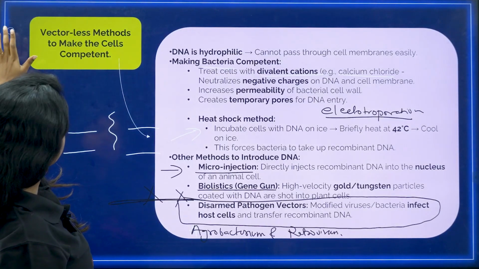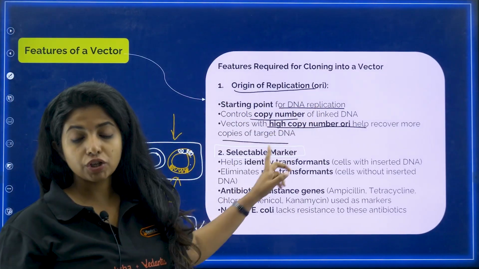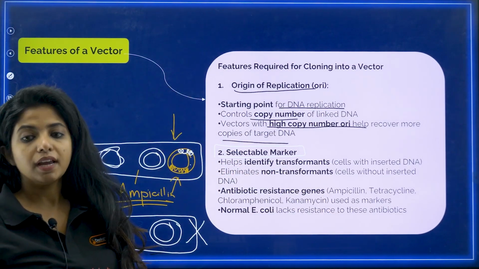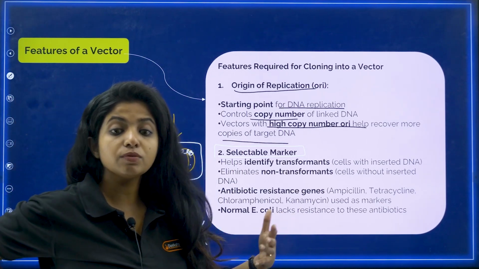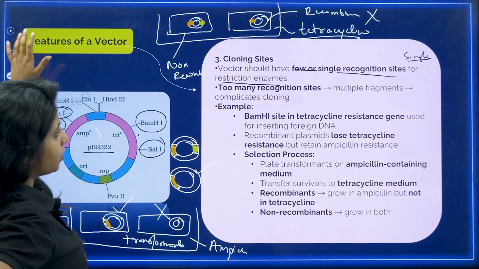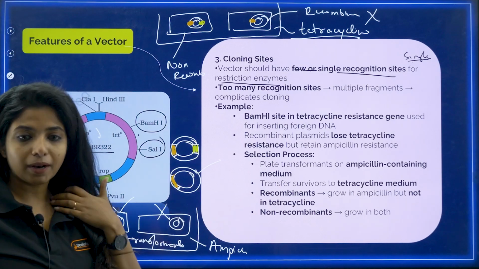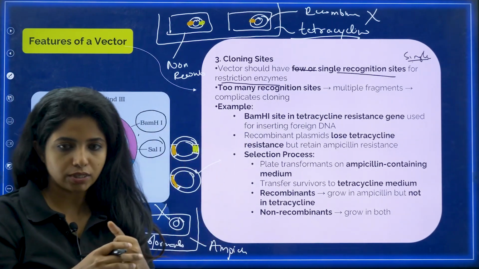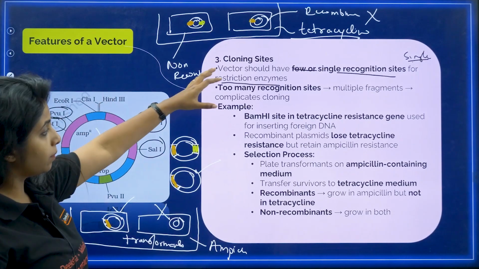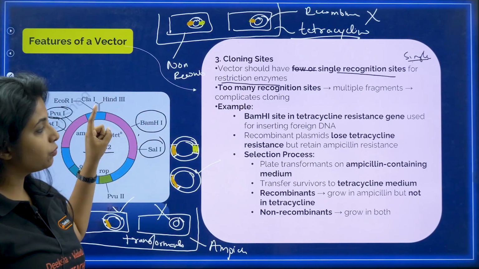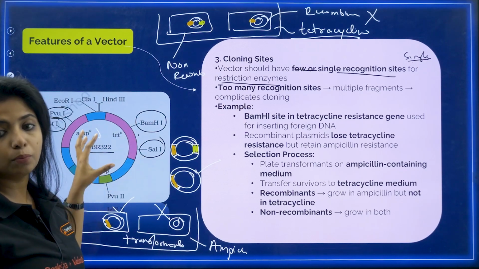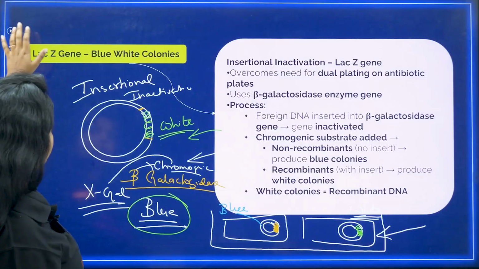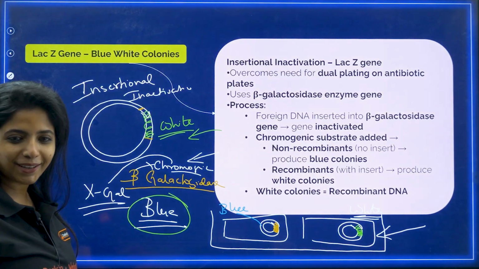We were talking about the features of vectors. It should have an origin of replication. There should be selectable markers. The plasmids should have certain selectable markers, so it becomes easy for us to understand what is recombinant and what is not. Transformants are the ones that take up any new plasmid. Recombinants are the ones that have taken up the recombinant plasmid. Apart from that, for cloning or recognition sites, for one enzyme there should be only one site, otherwise it will lead to multiple fragment formation. This is how the selectable markers work, and then we spoke about the blue-white colony method as well. I hope this is clear.